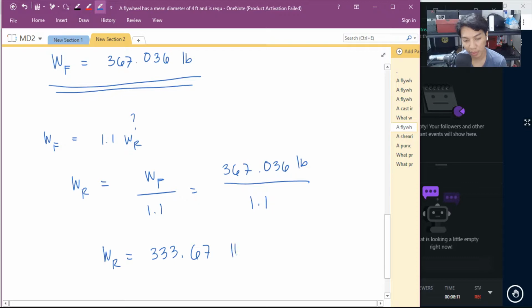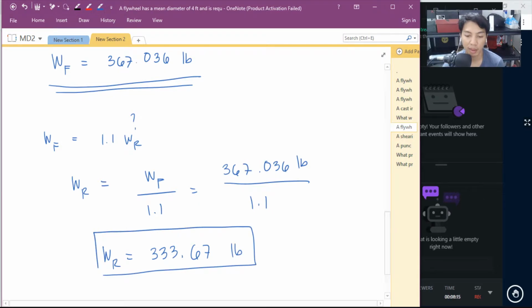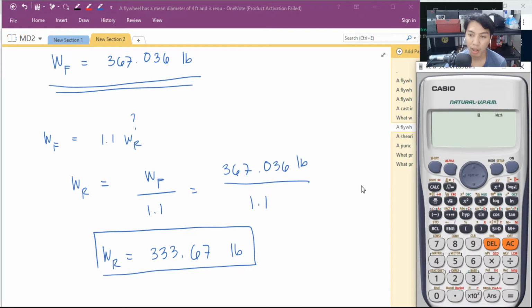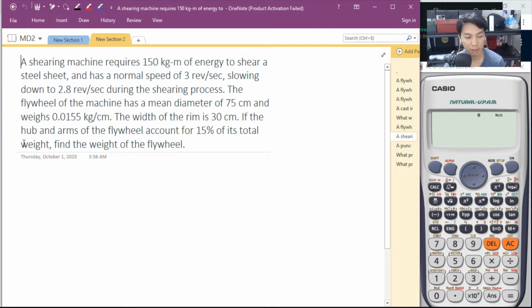333.67 pounds. That is for problem number 6. That's how easy it is. How about we go to problem number 7? A shearing machine. A shear machine requires 150 kilogram meter of energy, so this is kilogram force meter of energy, to shear a steel sheet. It's already given to you that it's steel.